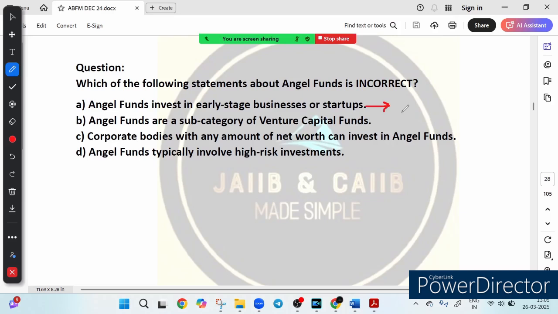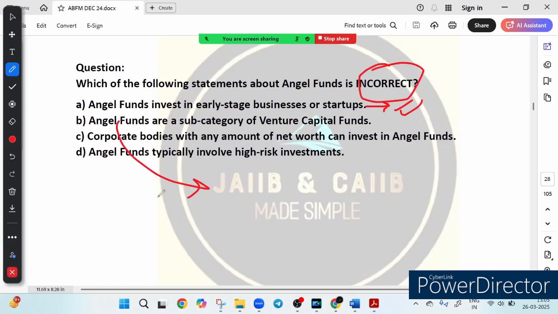So the fact is that angel funds help businesses, that is startups, get funding. For example, imagine a young entrepreneur wants to launch an AI powered health app. They don't have enough funds. So a group of angel investors provide money to help them grow. So this statement is correct. The question is about the incorrect one. Option B, angel funds are a subcategory of venture capital funds.